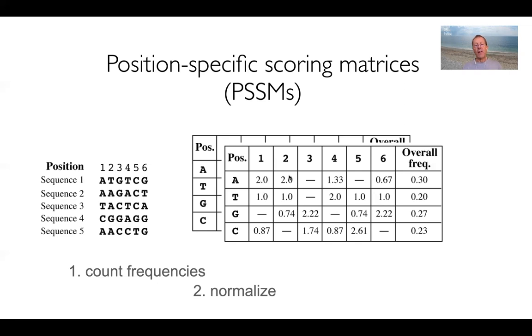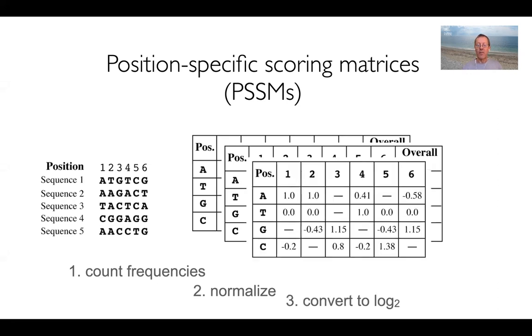And finally, and this is just for computational ease, one normally takes the log of these values. For instance, here you take the log to base 2. So A had a normalized incidence of 2.0, so the log to base 2 is 1. Threonine had a normalized incidence of 1, so the log is 0. And this one had a normalized incidence below 1, so the log is negative. So this is your final position-specific scoring matrix.